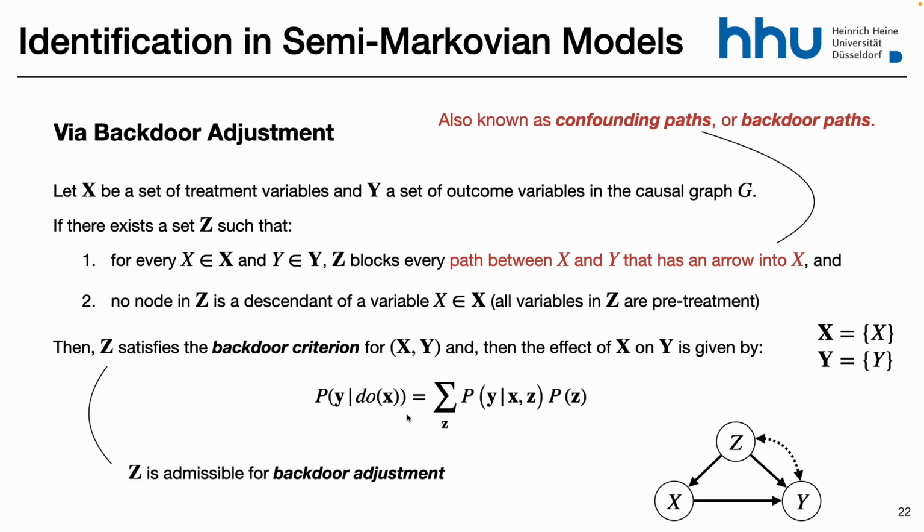So as an example, we have this graph. There are two paths connecting X and Y as confounding paths, right? That's into X. We have a causal path and two confounding paths. And only the variable Z is sufficient to block these two paths. So the set Z is admissible for backdoor adjustment in this case, okay?